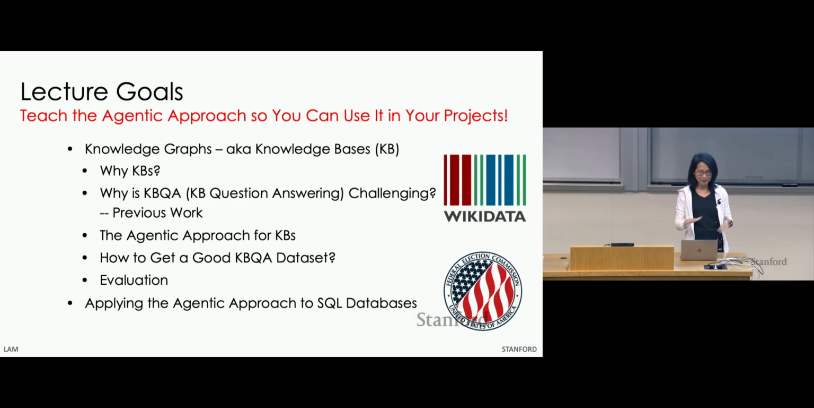We're going to start with Wikidata, which is a knowledge graph. And we're going to use the term knowledge base, KB, which is the standard term that has been used. So we want to start by saying, why do we need KBs? The next question is, why is KB question answering, KBQA, a standard problem that people have worked on, challenging? And we're going to talk about previous work, and then the agentic approach. And of course, we will have to be able to evaluate, and that means that we have to get a good data set and the evaluation. So this is all on Wikidata. And then we take this agentic approach and apply it to another data set, which is challenging in a different way, and we talk about how that applies. Okay, so we're looking at the agentic approach for two different data sets.